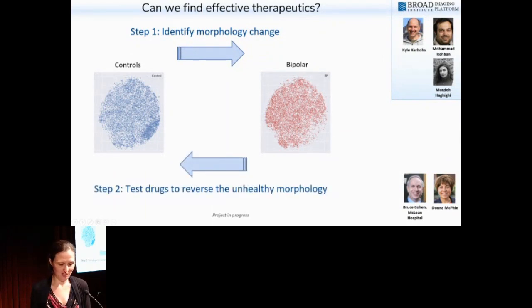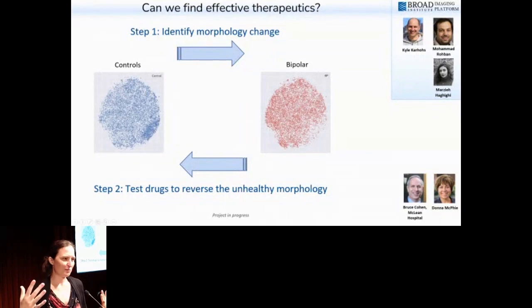I mean, it's fun to look and see what it is, but you can immediately just say, okay, whatever those cells are, can we make them come back again? Is there any drug that makes them come back again? And so we could potentially test drugs to reverse the unhealthy morphology. Now, in this case, we actually did want to know what the mechanism was. It turned out to be very simple.